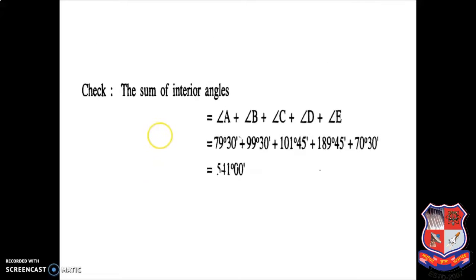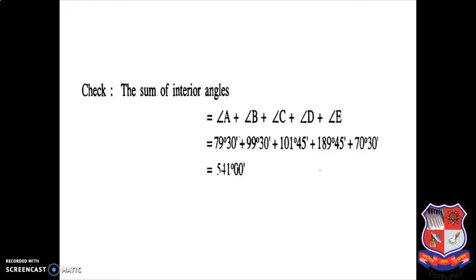Once you get this, you have to check the summation. But here you can see this is the second type of example where you might not get exact 540 or 360. Means if your n is equal to 5, your summation must become 540. If your n is equal to 4, your summation must become 360. But here, suppose you are not getting 540, what do you do?